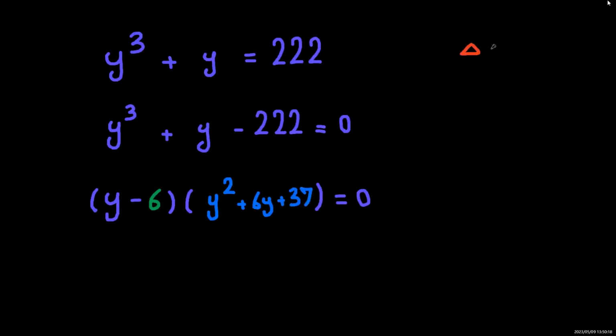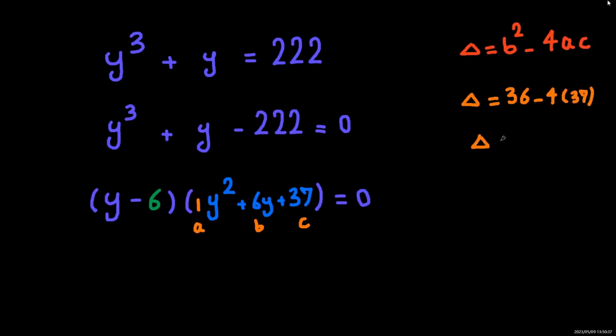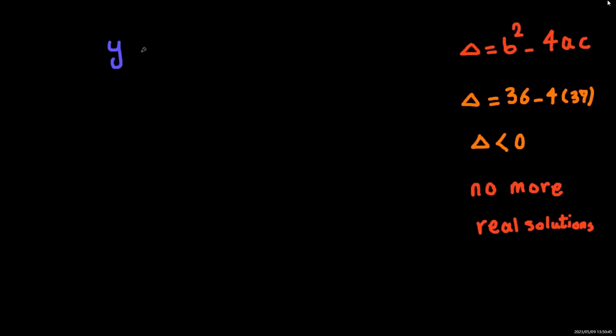Now, how many solutions does this quadratic equation have? We need to find the value of the discriminant. We see that the discriminant value is negative. So it means that there are 2 complex solutions and no more real solutions. So we only need to deal with 6.